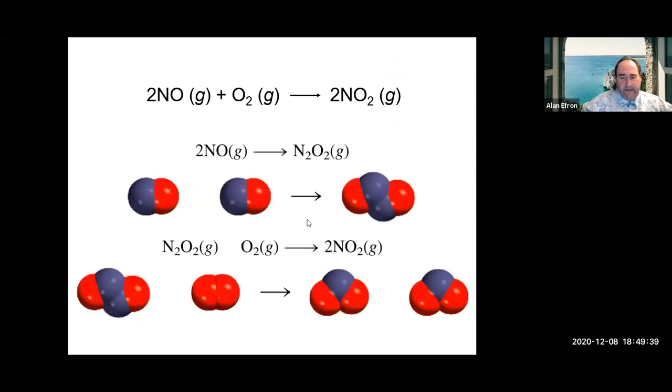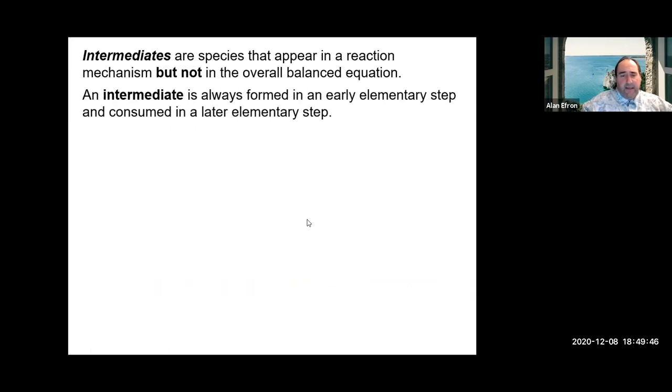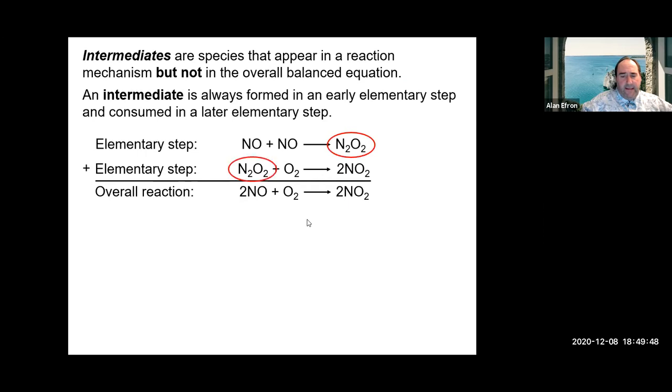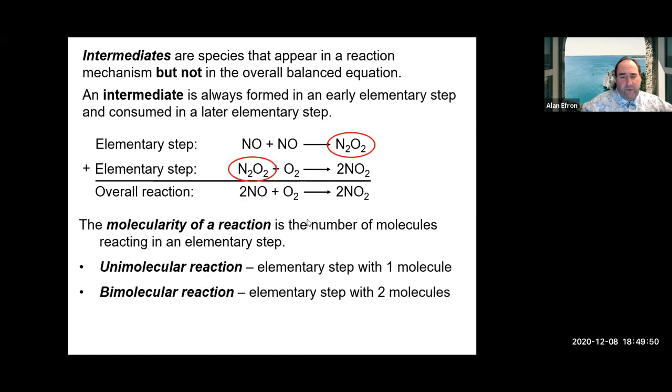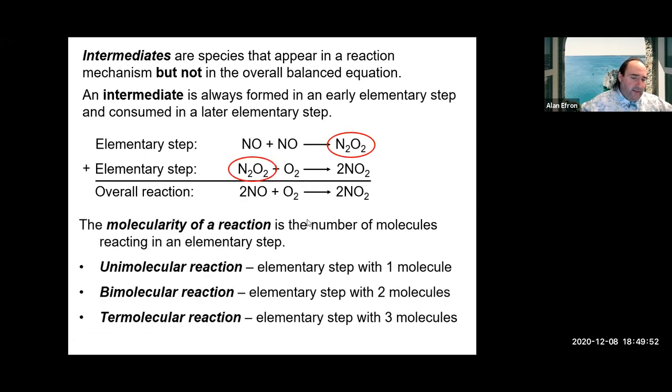And so here's sort of a graphical representation of that happening. We sort of make that intermediate. It again gets used up. And in this case, again, obviously our N2O2 would be the intermediate in this reaction.